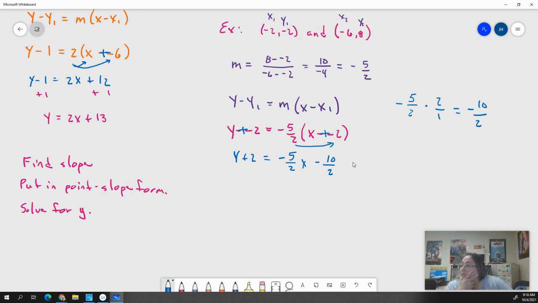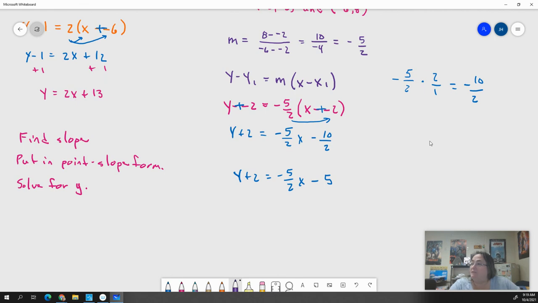So I'm left with y plus 2 equals minus 5 halves x minus 5. The last piece I have to deal with in solving for y is getting that 2 off of there, right? So I'm just going to subtract 2 from both sides, and I get y equals minus 5 halves x, minus 5 minus 2 gives me minus 7. This is the equation of the formula that we were looking for, right?